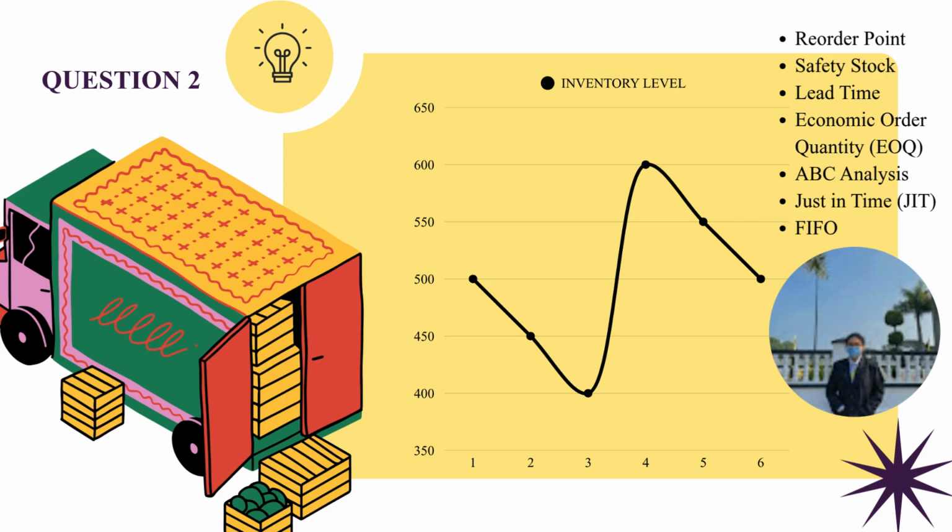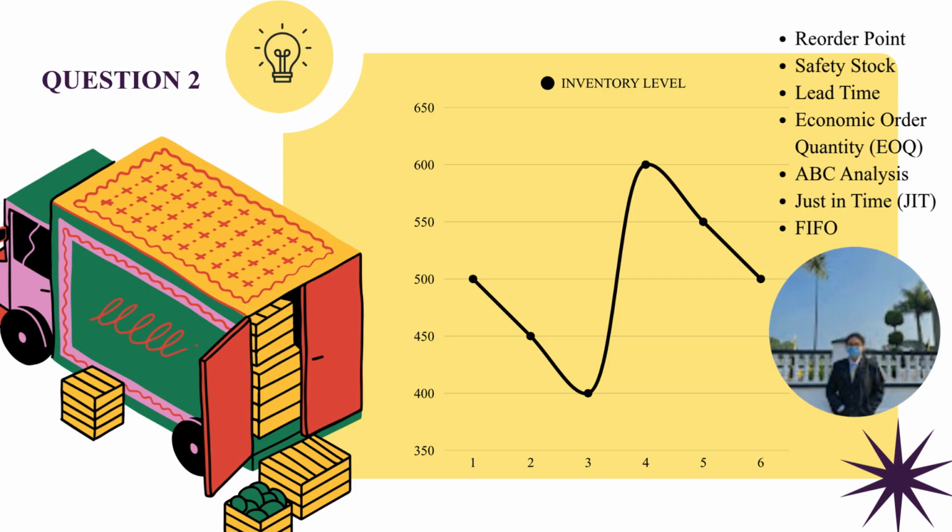The third method is economic order quantity, or EOQ, which is a mathematical formula that calculates the ideal order size to minimize total cost. The formula balances ordering costs against holding costs. The fourth method is ABC analysis, where company divide the inventory into three categories. A items are high value with low sales frequency, so they need tight control and accurate forecasting. B items are moderate value and moderate sales frequency. C items are low value with high sales frequency, so they can be ordered in bulk with less precise tracking.